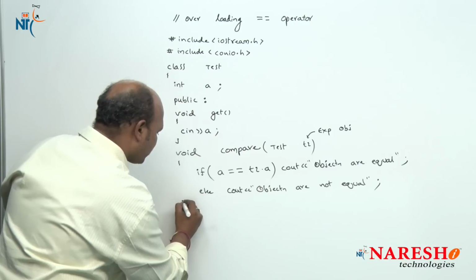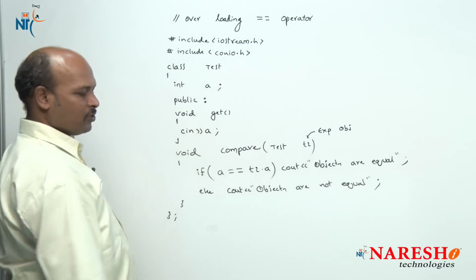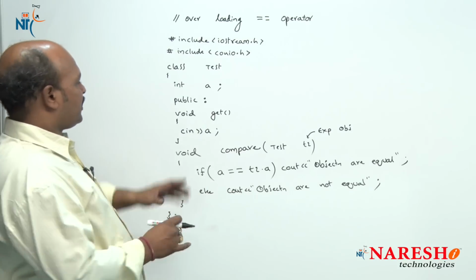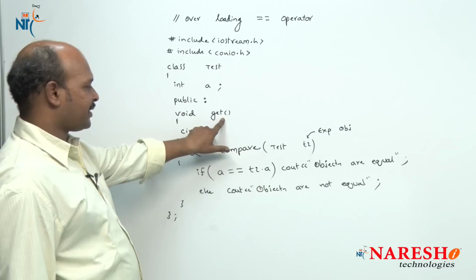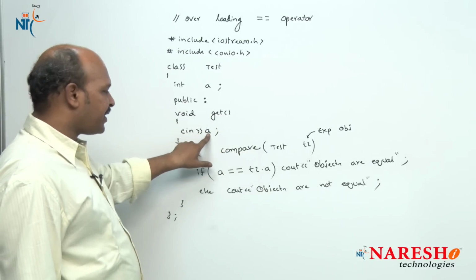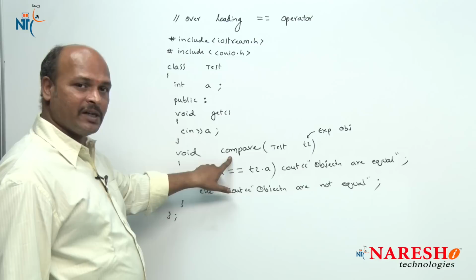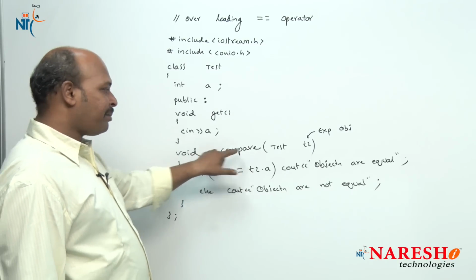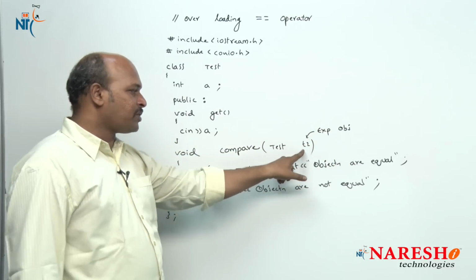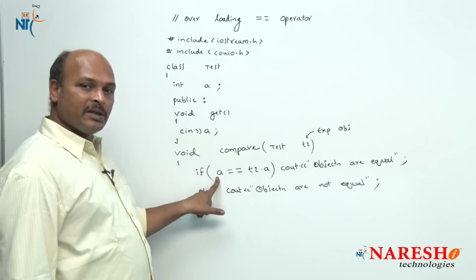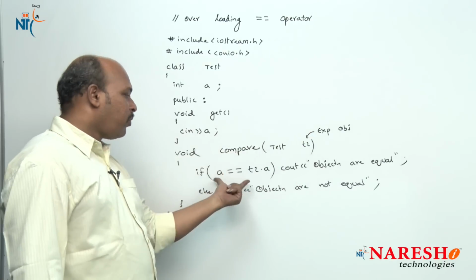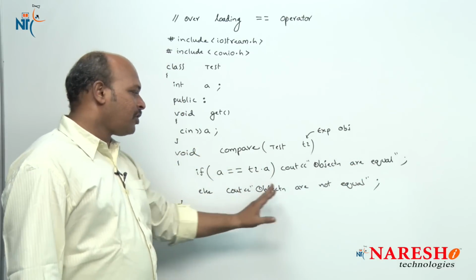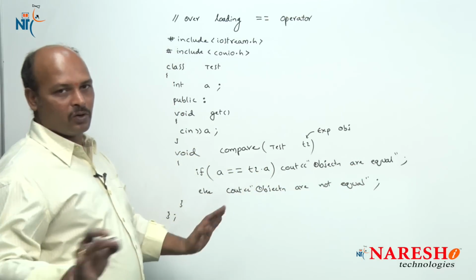Now function closed, class also closed. Okay, that is why here one function name is what? Get. Now get is used to read the value for A, and next another function I have designed, what is it? Compare. The function name is compare, and compare is having one explicit object. Now that object name is T2, and I want to compare this A with T2 dot A. If both objects' A's are the same, you have to print objects are equal, otherwise you have to show objects are not equal. Okay, fine.